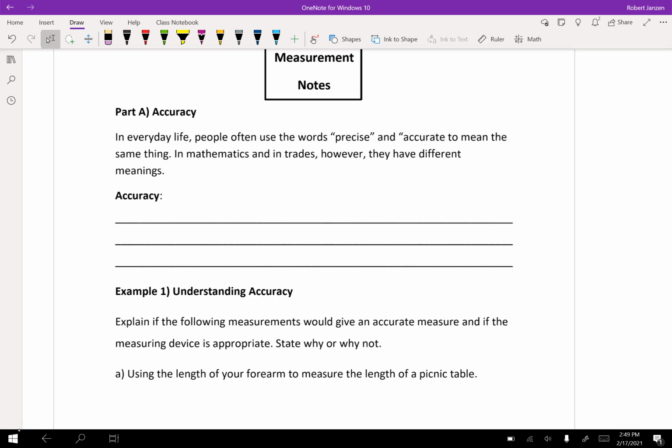First lesson in measurement has to do with what is accuracy. Accuracy is a word that's sometimes misused. In everyday life, we often use the words precise and accurate to mean the same thing. But in mathematics and in trades, they have different meanings. The accuracy of something is the exactness of measurements.